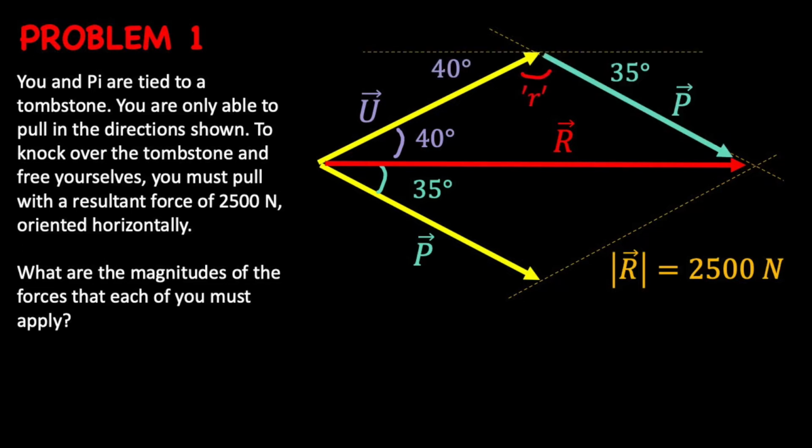Using the properties of a parallelogram, we make a triangle with vector p. Now we can solve for the angle opposite our resultant, since we know the angles that u and p make with the horizontal. Angle r is equal to 180 minus 40 minus 35, which is 105 degrees. At this point, we know all of the angles in our triangle, but we only know one of the side lengths. Luckily, we can use the sine law to solve for both of these.